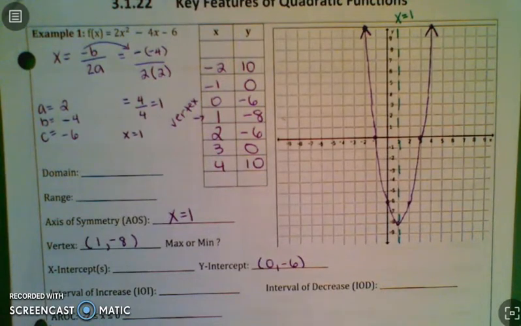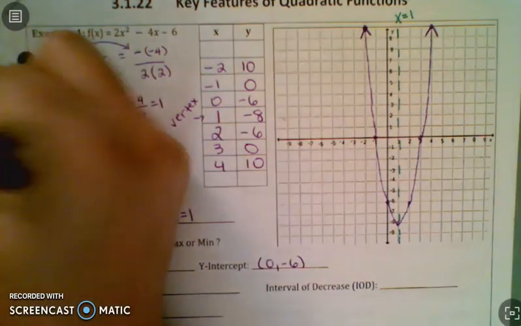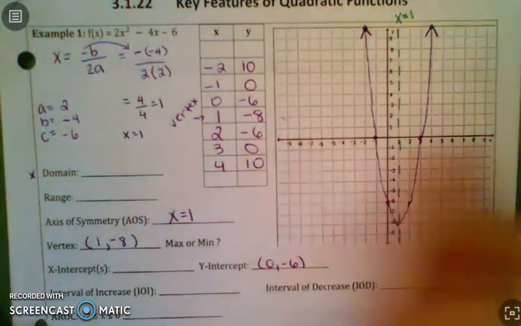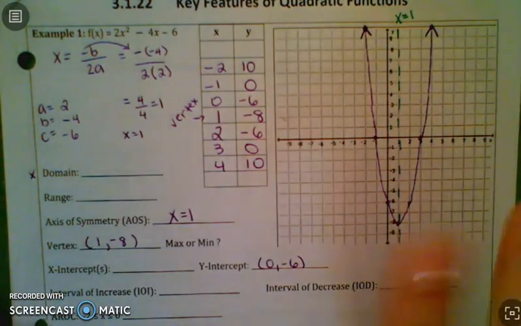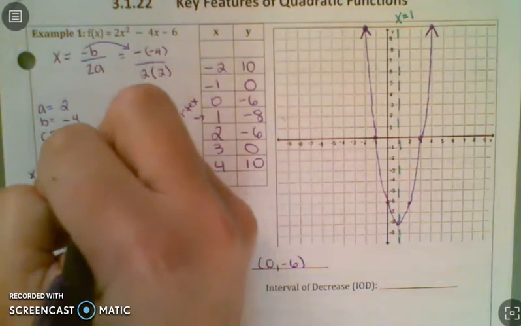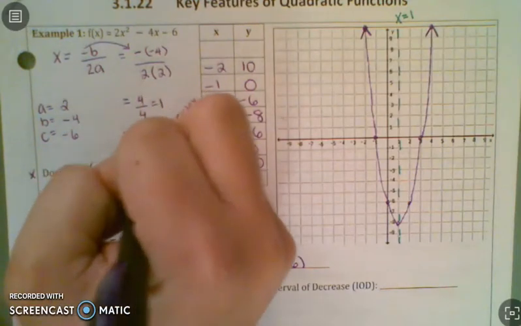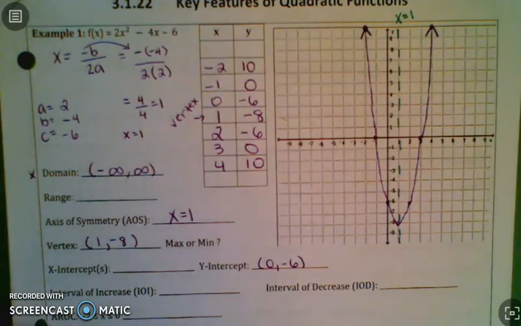So from here, I can figure out my domain, range, and everything else basically. Your domain is always your x values. And for these, my x's are going to go on forever. This graph is not going to stop. So your domain is going to be negative infinity to infinity.